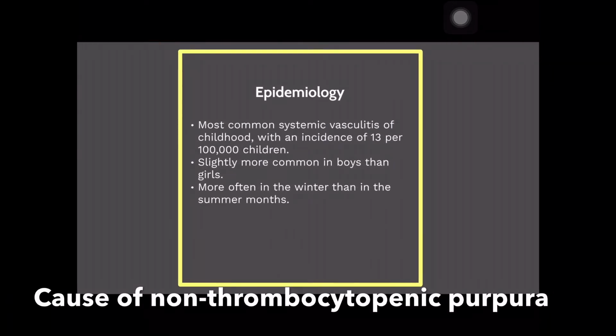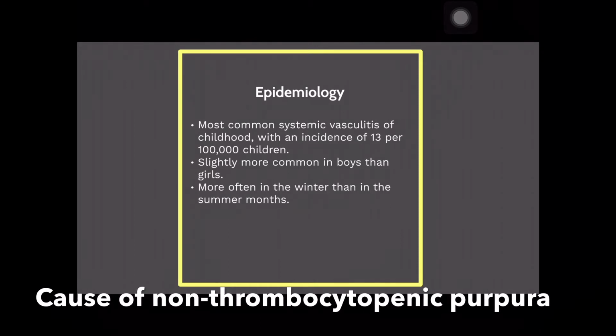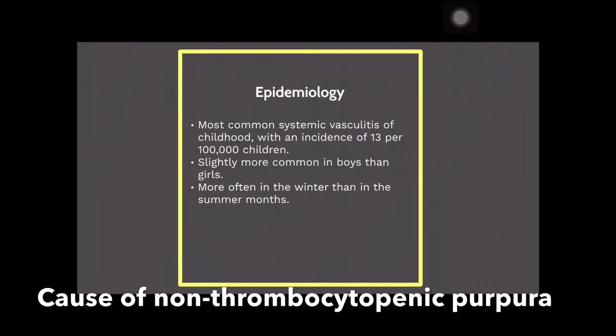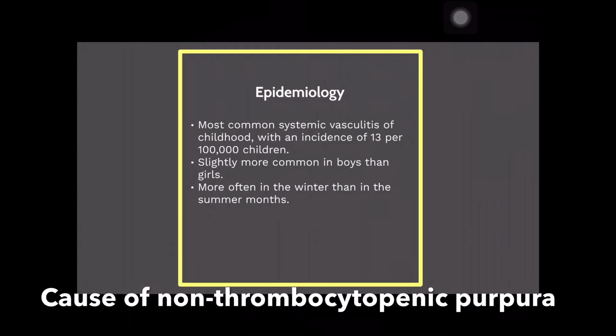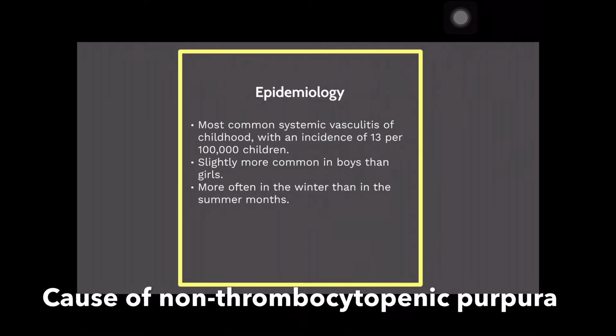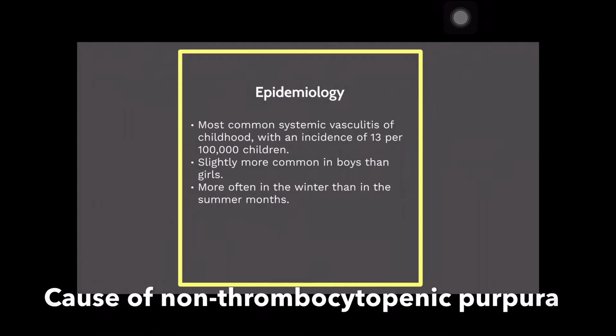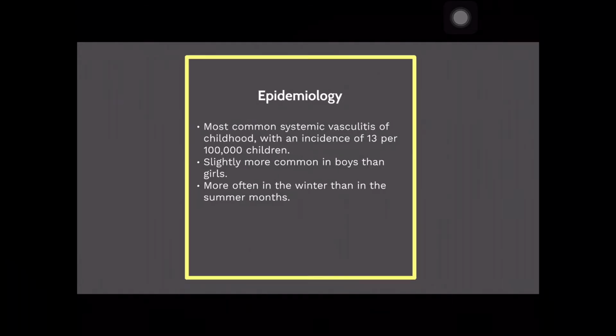Henoch-Schönlein purpura is the most common systemic vasculitis of childhood and cause of non-thrombocytopenic purpura, with an incidence of 13 per 100,000 children. It occurs primarily in children 3 to 15 years of age, although it has been described in adults. It is slightly more common in boys than girls and occurs more frequently in the winter than in the summer months.